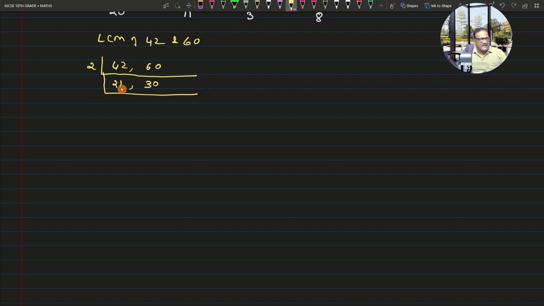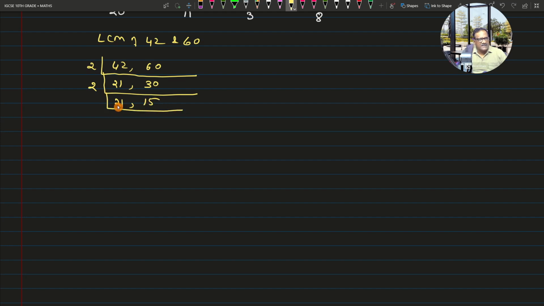Now again see if both numbers go by 2, or even one. If it goes by 2, you have to go by that number. So this 30 goes by 2. So I'll take a 2 over here. 21 is not divisible by 2. So I'm going to write 21 as it is. But this 30 is divisible by 2. So I'll write it 15.